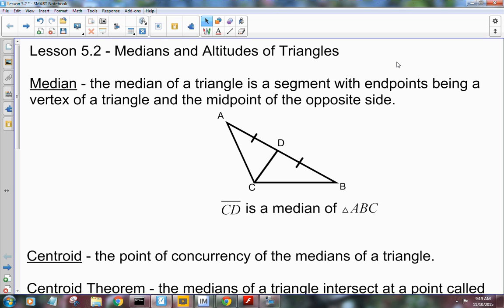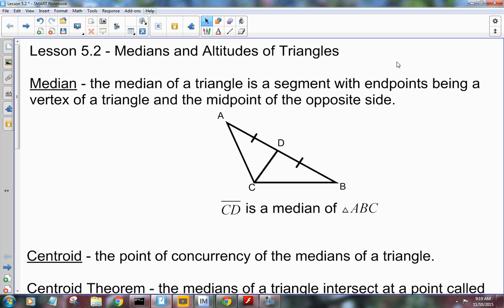Well, today we're going to talk about a median. And a median of a triangle is a segment with its endpoints being a vertex of the triangle and the midpoint of the opposite side. If you're driving down the road, where's the median? The median of the road is in the middle, right? Not on the side of the sidewalk. Okay, the median is in the middle, right?